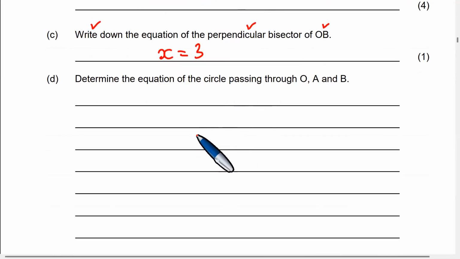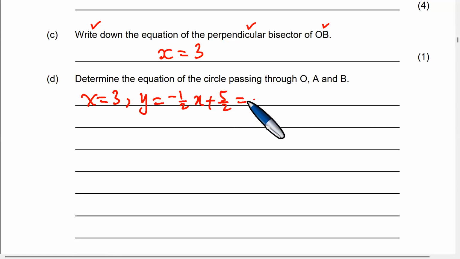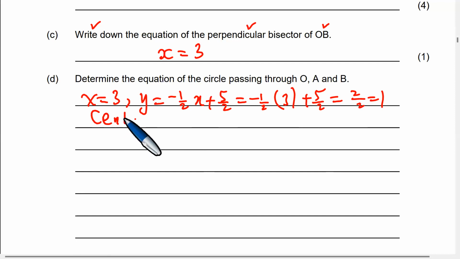Right, so we want to find the equation of that circle. Once again, as I said, x is 3 at the center, but y is given by minus a half x plus 5 over 2. And we write down the answer like this in the exam question. x is 3, so y is 3 plus 5 over 2. What is 5 minus 3? It is 2 over 2, and 2 over 2 is 1. So that means the center of that circle has the coordinates (3, 1).